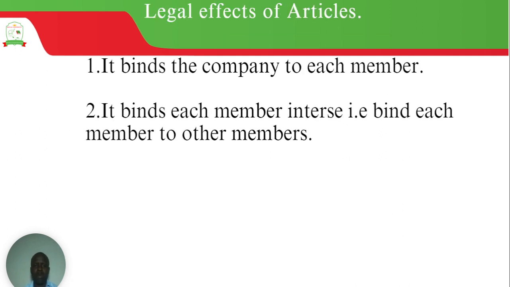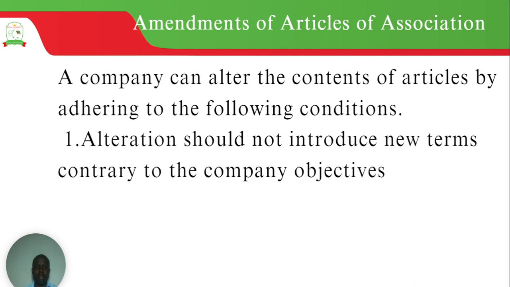Now, what are some of the legal effects of the articles of association? Number one, it binds the company to each member. So each member is bound to the company. And the second one is that it binds each member inter se. That is to mean that it binds each member to other members. So number one, members are bound to the company, and then members are also bound to other members. That is very important to understand about the legal effects.